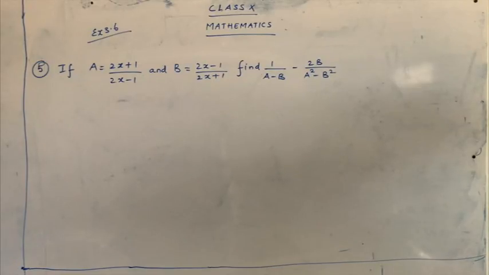See the 5th question. So you take your classwork, write down today's date, write sum number 5, take down the question. If a is equal to 2x plus 1 upon 2x minus 1, b is equal to 2x minus 1 upon 2x plus 1, find 1 upon a minus b minus 2b upon a square minus b square. Take down the question properly.